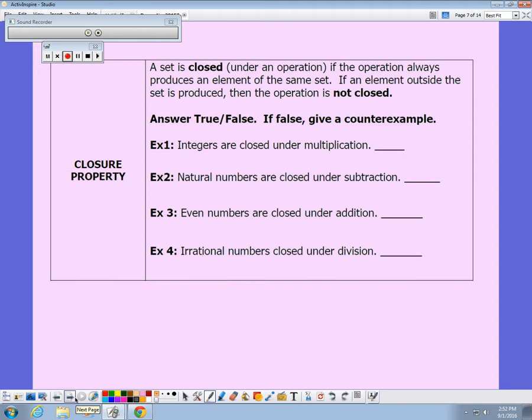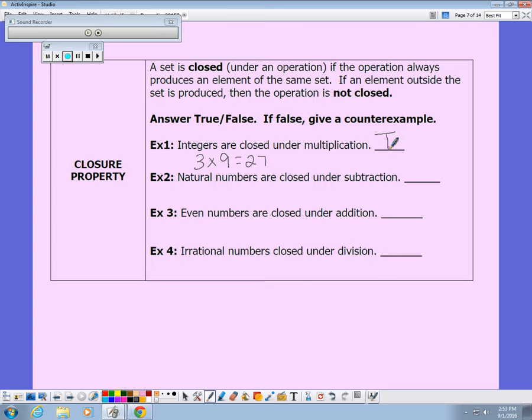And then we have our closure property. So you can read this. It states that a set is closed under an operation if the operation always produces an element of the same set. If an element outside the set is produced, then an operation is not closed. That is so fancy. So let's look at the examples to see what that means. Example 1, integers are closed under multiplication. What this means is if I multiply an integer times an integer, will I get another integer? Will that always happen? And the answer is yes. So that is true.